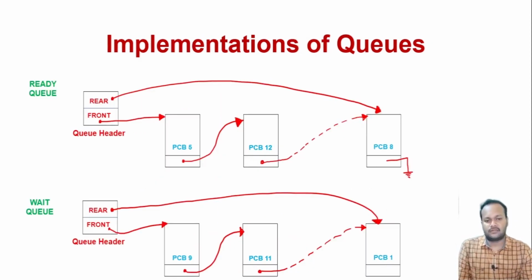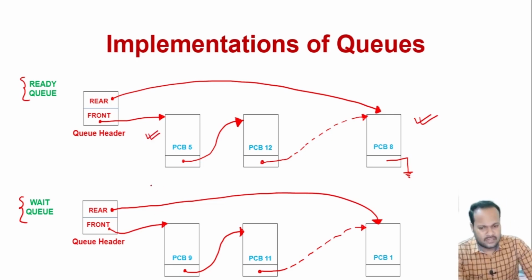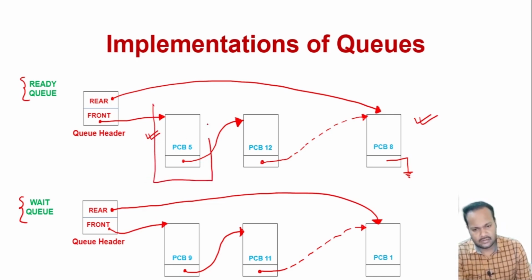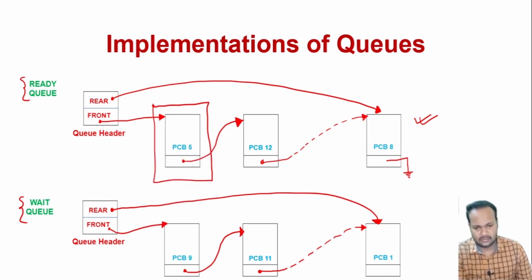Now there are different implementations of the queue inside the operating system. The ready queue and waiting queue are implemented in terms of linked lists. These are the PCBs, process control blocks, of some processes. There is a queue header, where rear will point to this end and front will point to this end. Whenever a process goes from ready state to running state, it is always the front process which is processed first, because it's the front end. It is maintained as a queue data structure, but the implementation uses a linked list. Similarly, this is also the waiting queue.